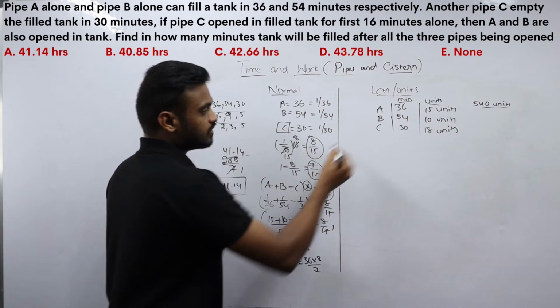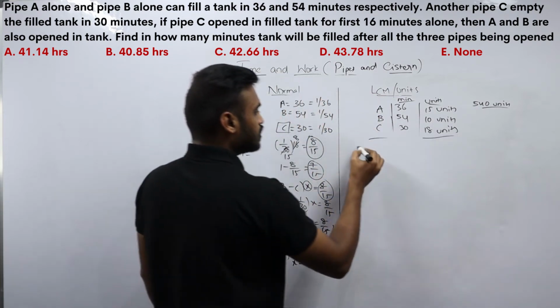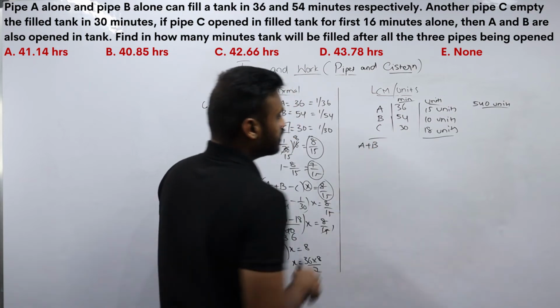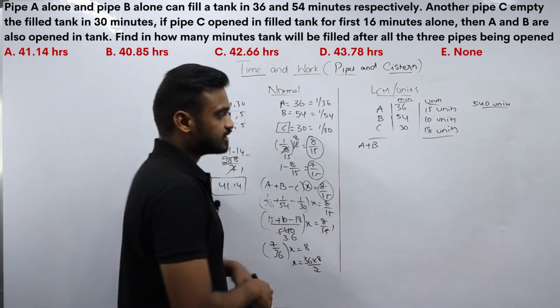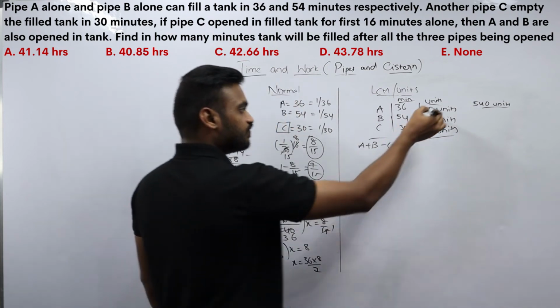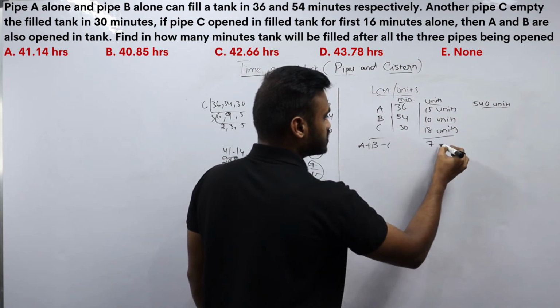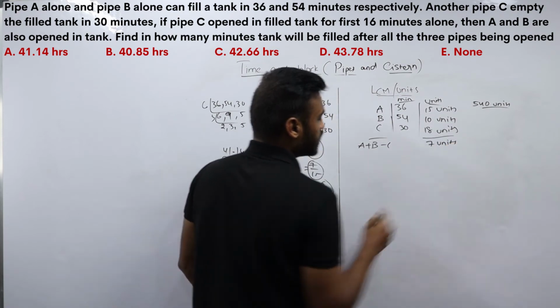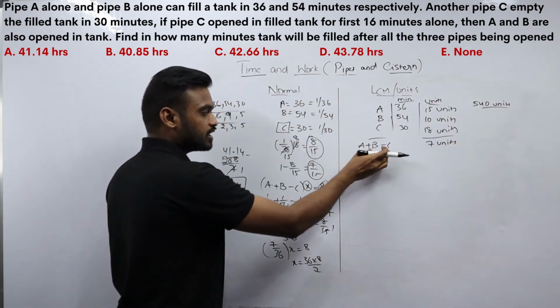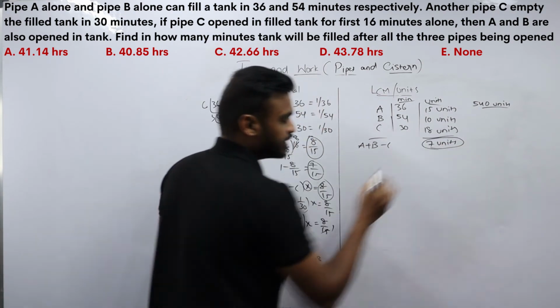Okay. Now if they all combine, what is the total amount of work done? A plus B, and here C is removing the work, that's the reason I am keeping a negative sign for C. Then 15 plus 10 is 25, 25 minus 18, that is 7 units of work. If they all work together, they can complete 7 units of work per minute.